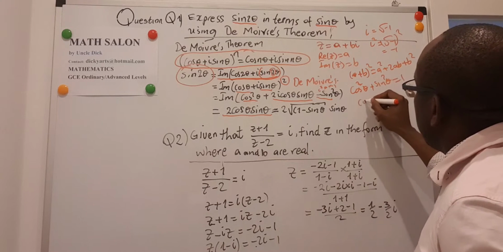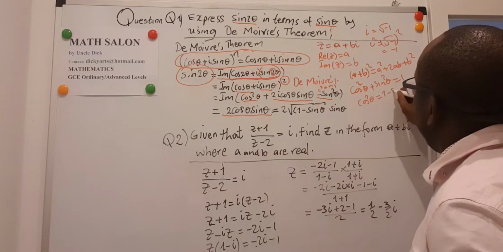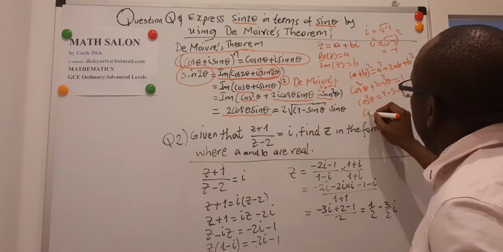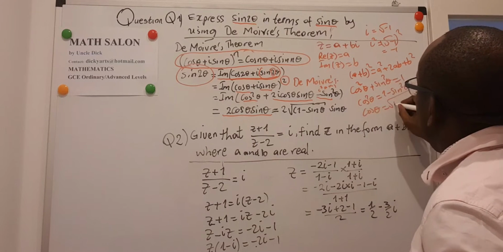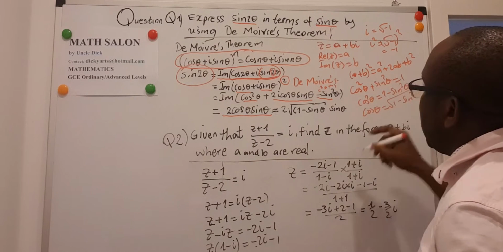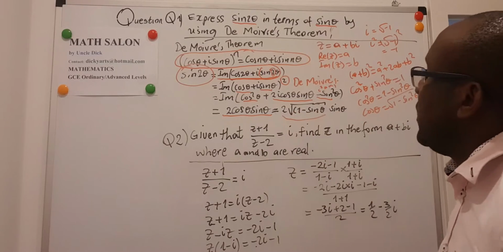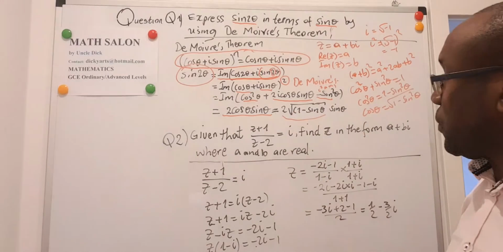So that means cos square theta is equal to 1 minus sine square theta. And that means cos theta is equal to the square root of 1 minus sine square theta. So I can replace it with that. And we are done for that question.